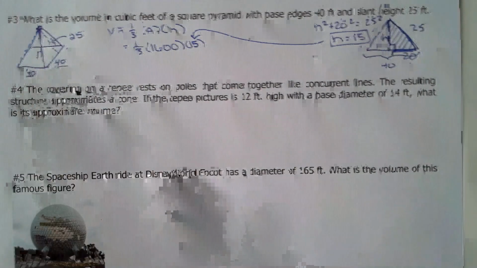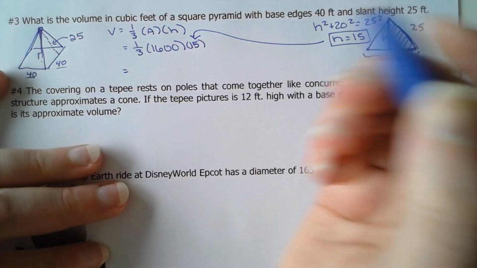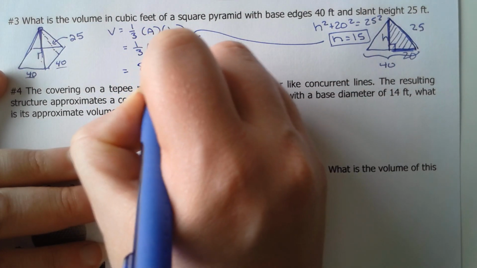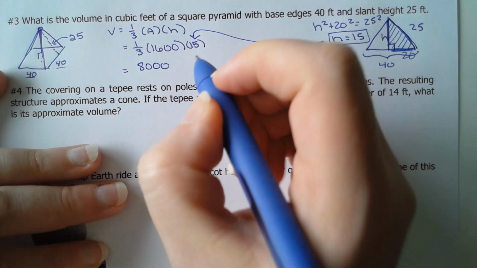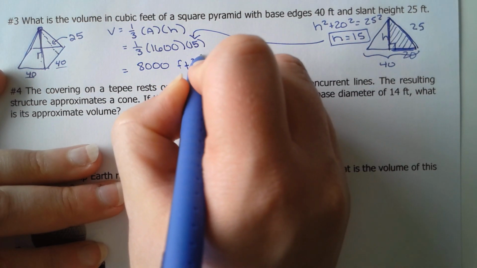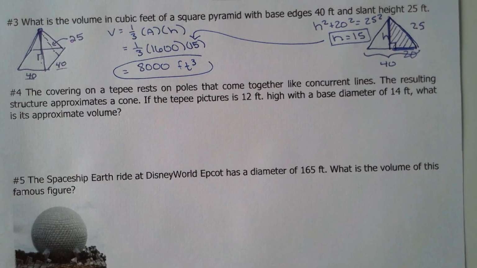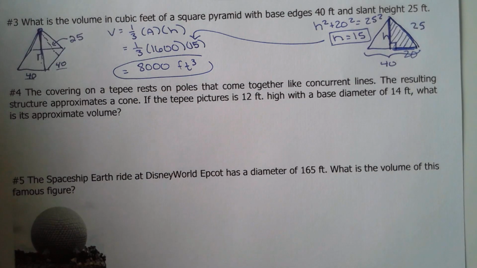So now I can go ahead and find my volume by doing 1/3 times 1600 times 15. Go ahead and multiply that in your calculator. You're going to get 8,000 cubic feet. Okay, now we're on question 3. You guys should be getting used to the idea that these are going to be really big numbers. And you've got to think about that. We're multiplying a lot of numbers, so we're going to have some big volumes here.